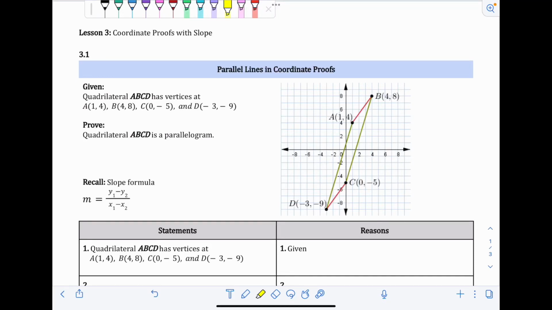Lesson 3 is coordinate proofs with slope. So in 3.1, we're going to be using parallel lines to prove objects are what we hope they are, and then in 3.2, we'll be using perpendicular lines.